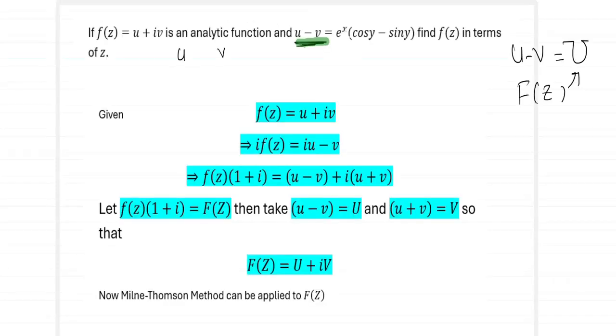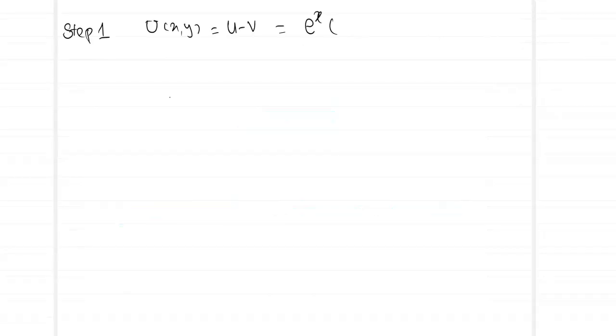So what happens in my Milne Thomson method? Step 1: for my capital U of x comma y, which is my u minus v, given as e power x into cos y minus sin y. My step 1 is to compute the derivative of capital U with respect to x and with respect to y.